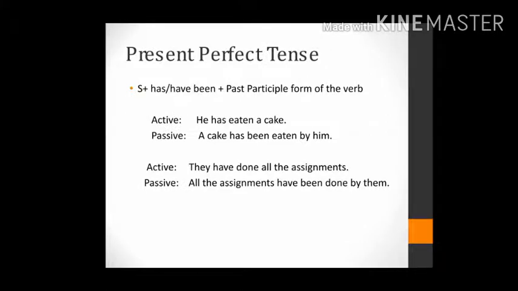Present perfect tense. Formation of passive voice will be subject plus has or have been plus past participle form of the verb. Example, he has eaten a cake. He is the subject, a cake is the object, and eat is the verb. A cake has been eaten by him.